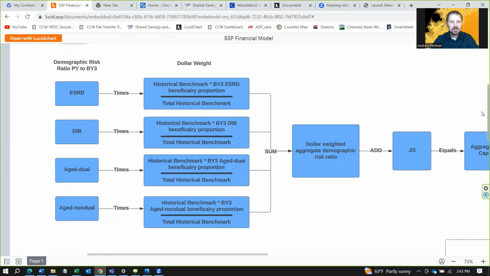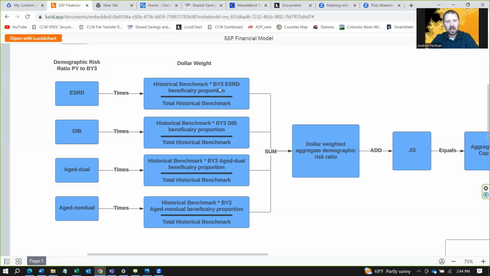The way this works is we start with your demographic risk score ratio. We look at the PY versus BY3 for each of the entitlement groups, and then we dollar weight that. We multiply the historical benchmark by the BY3 proportion of, in this case, ESRD beneficiaries at the top. That gives us a dollar amount represented by the ESRD population. We then divide that by the total historical benchmark, and that gives the proportion of the benchmark accounted for by this group in terms of dollars.